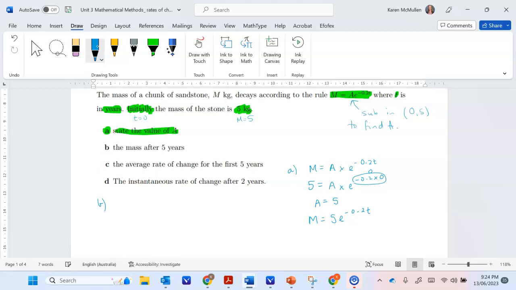So the mass after 5 years. So 5 years is t equals 5. So M, just writing our rule, 5e to the negative 0.2, and instead of t, we're going to put 5. Now, you could probably use your calculator. It hasn't told us to simplify here, but because we're dealing with e that we probably should, although this is going to be negative 1. So 0.2 times 5 is 1, so negative 1. And I'm guessing we'll probably have to do that on our calculator, which I haven't prepared. Let's see if I can easily get it up.